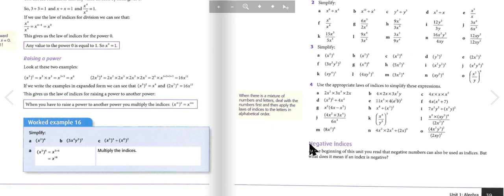Negative indices. At the beginning of this unit, you read that negative numbers can also be used as indices. But what does it mean if an index is negative?